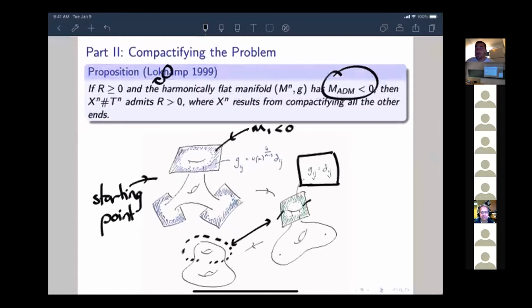And now you're rather happy because you have produced a PSC metric on the connect sum of say Xn with a torus, where I've drawn Xn here as another torus, but it could be anything, right? It's just the result of the compactification of the other ends, which in particular could have genus or whatever. So you now have produced a PSC metric on a closed manifold which is a connect sum of a torus with a closed manifold. And of course, you know by geometric theorems that such a thing doesn't exist. And that's your contradiction.